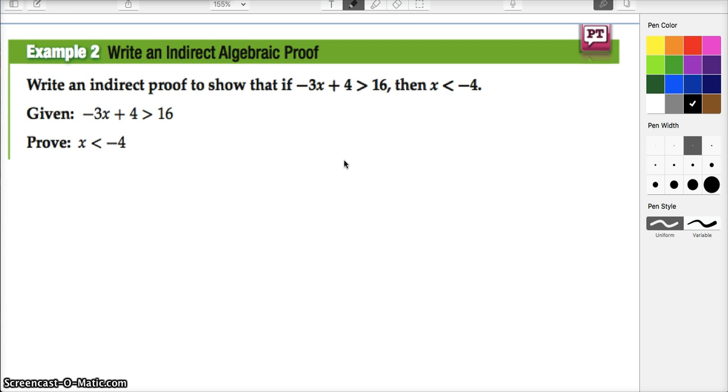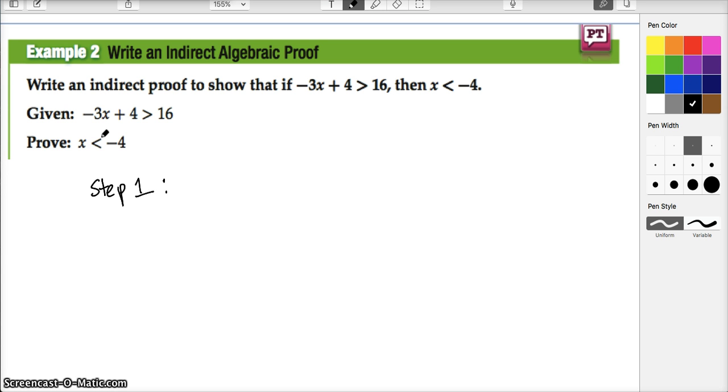Okay, so we're going to write an indirect proof to show the following. Write an indirect proof to show that if this inequality, negative 3x plus 4, is greater than 16, then x must be less than negative 4. Okay, so let's take a look at step 1. We need to talk about the negation of this, or the opposite of this.